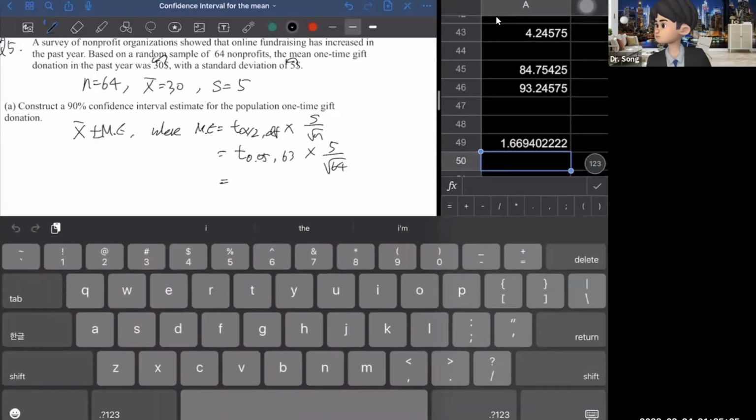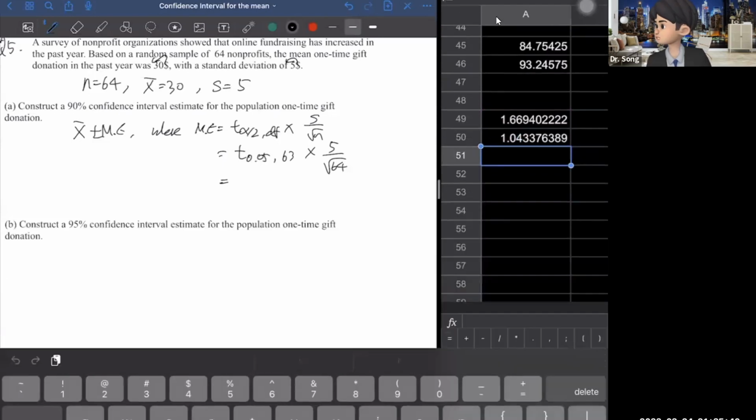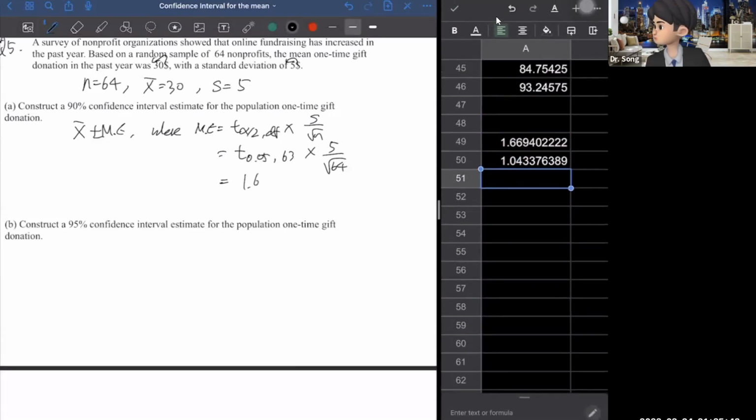So that being said, when you calculate the margin of error, this t critical value times 5, the standard deviation, over square root of 64, and the square root of 64 is just 8. So the margin of error turns out to be 1.0434, up to 4 decimal places.